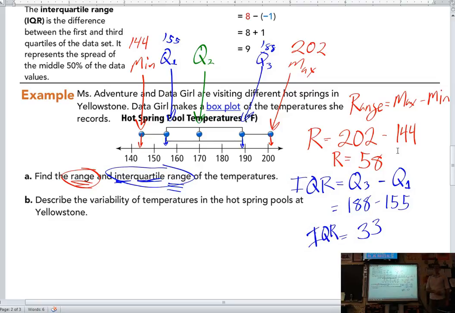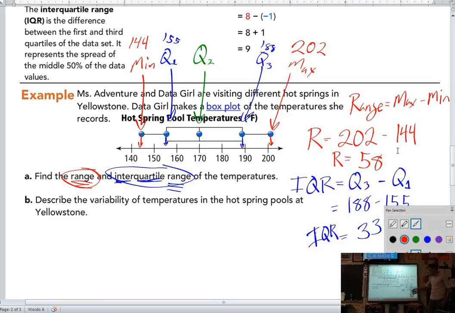And you do not need to write out interquartile. It's a giant word. Write out IQR. That's how we abbreviate it. Everybody in the math world knows what IQR means. What that is telling you is the middle 50% has a range of 33. The entire data set has a range of 58.